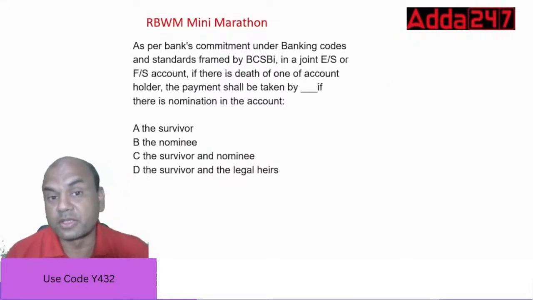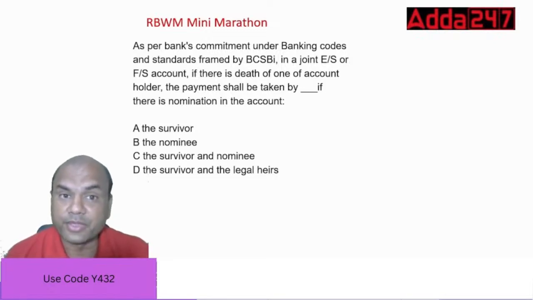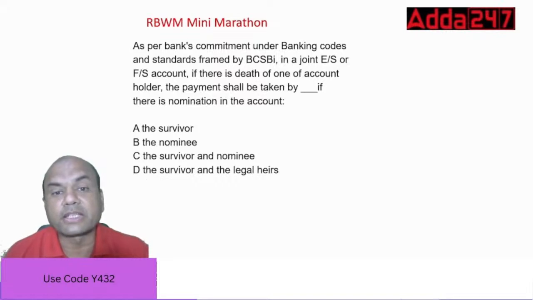Now the next one, a similar question. I have kept some questions from each chapter, and those are difficult ones. What did I say at first? Questions are difficult. As per the bank's commitment under BCSBI, in joint ERS or FRS, if there is a death of one account holder, the payment shall be taken by dash, if there is nomination in the account.